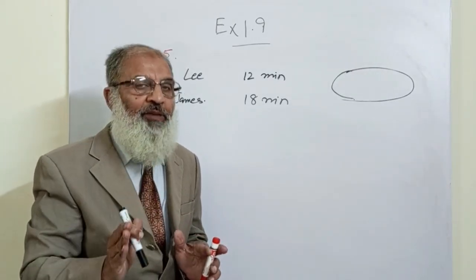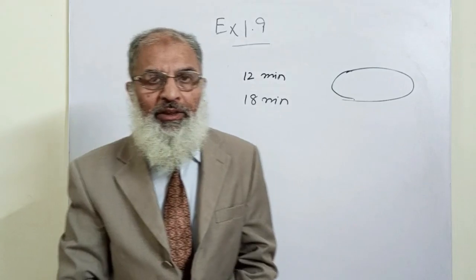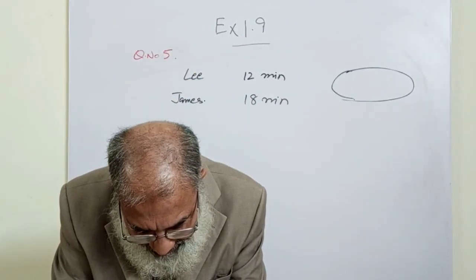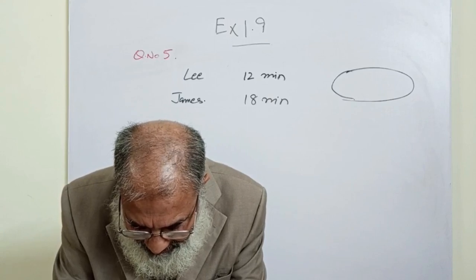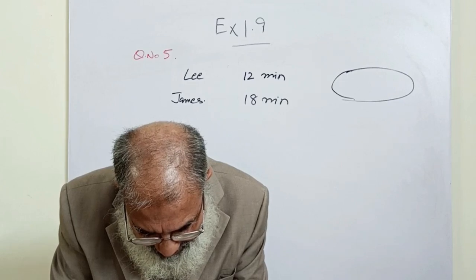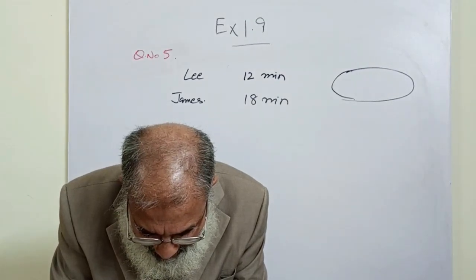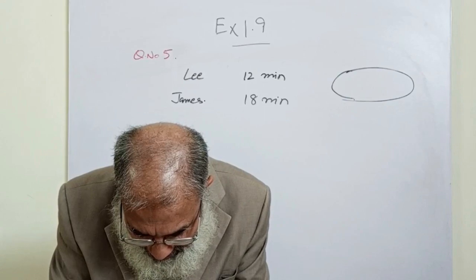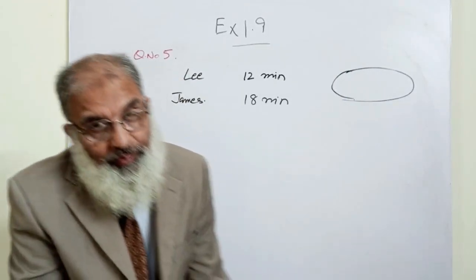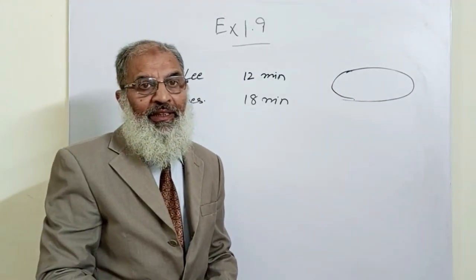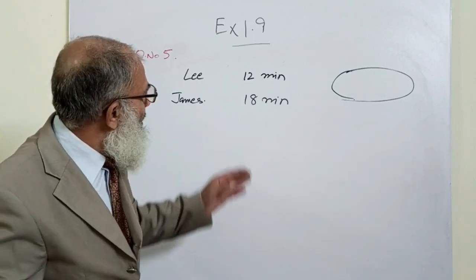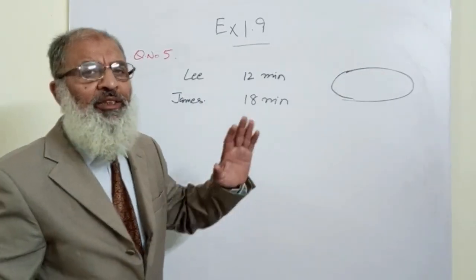Now I have to find the logic hidden in this question also. Lee runs round a track in 12 minutes. James runs round the same track in 18 minutes. If they start in the same place at the same time, how many minutes will pass before they both cross the start? Now there's a hidden logic in the question.